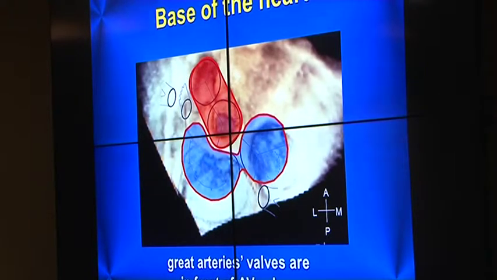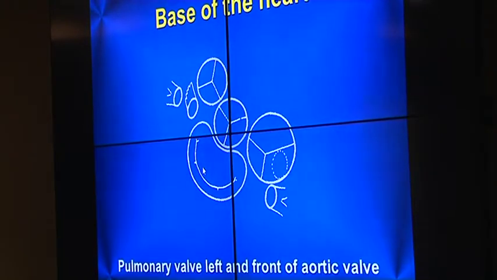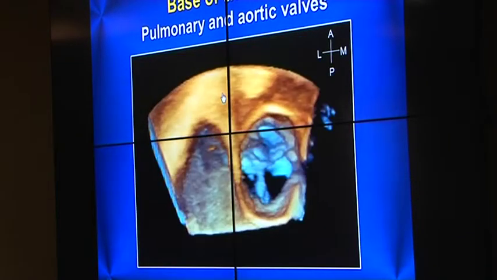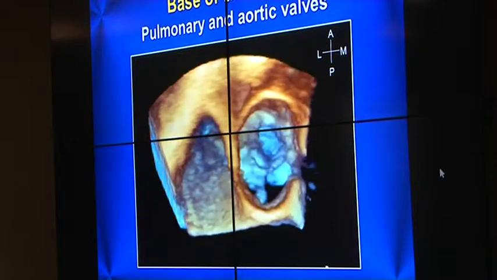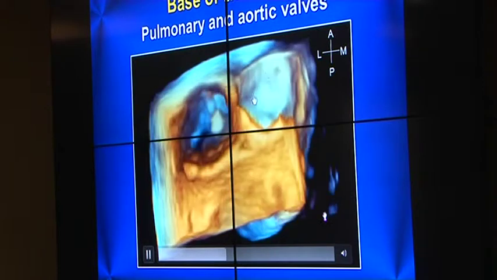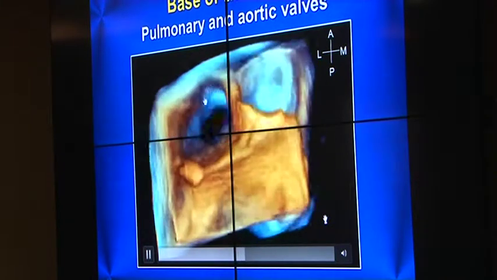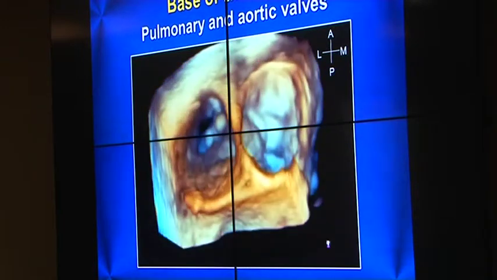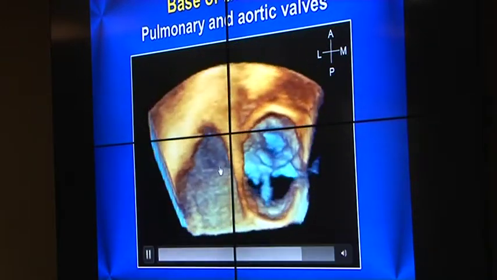You can see that the great arteries like aortic and pulmonary valves are in front of the atrioventricular valves. So this is the so-called base of the heart, and the pulmonary valve is always front and left of the aortic valve. So this is how it looks like. I'm sorry for displaying in the presentation with stitches, but it was the aortic valve in front and on the left, and in a more superior position we can see the pulmonary valve.